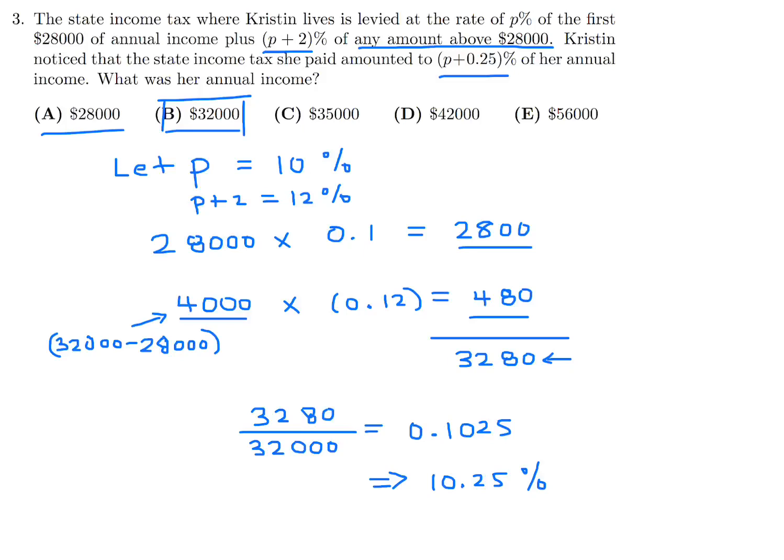exactly fits our value, which, for example, we let P equal 10%. This is exactly P plus 0.25%. So we got lucky there. We didn't have to go through every single one. So the answer to number 3 is B, this one right here.